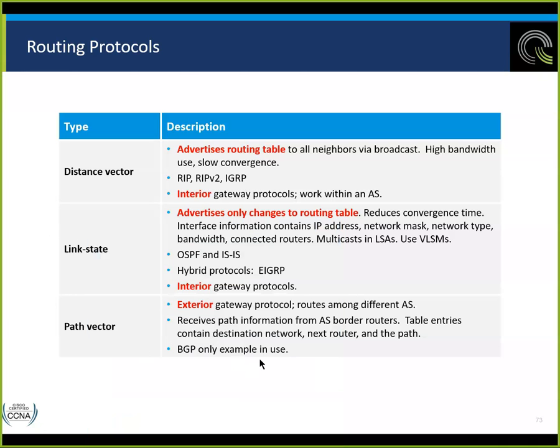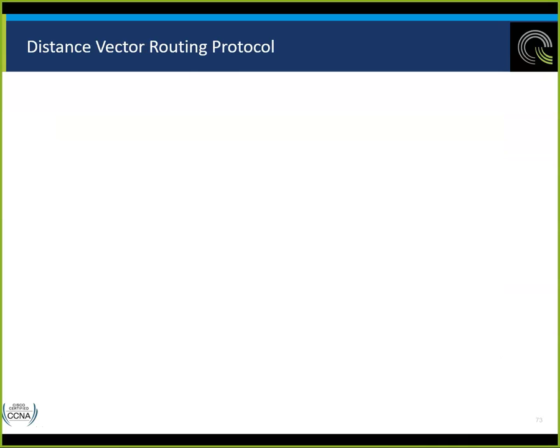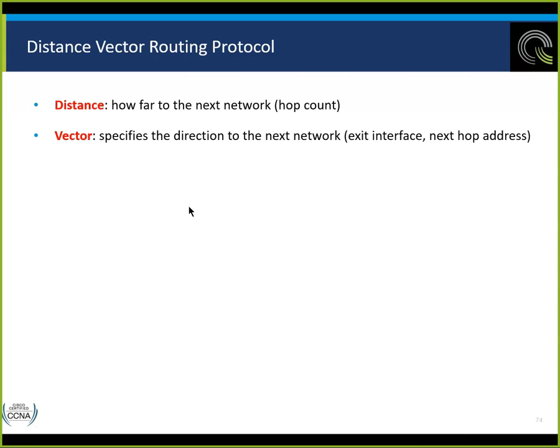The path vector exterior gateway routing protocol routes among different autonomous systems, and it receives the path information from the autonomous system border routers. The table entries contain the destination network, the next router, and the path to get there. BGP, again, is the only exterior gateway routing protocol that we use. A path vector, or exterior protocol. Distance vector, we've talked about those a little bit.